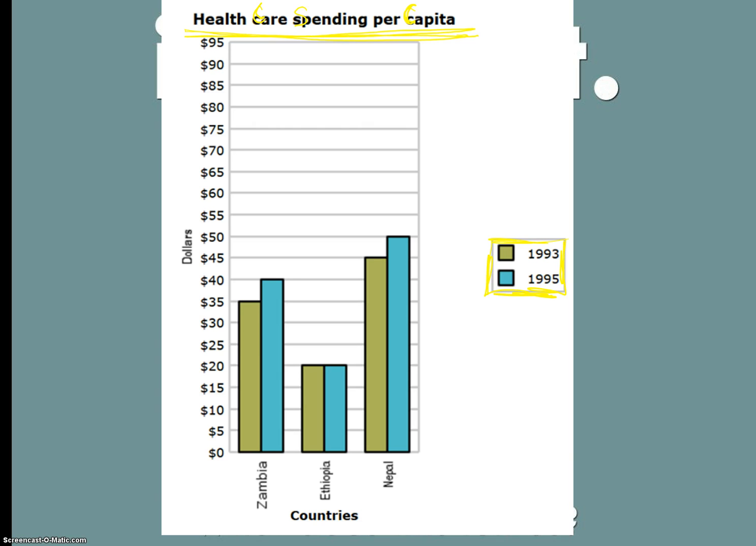You see your y-axis is your dollars. That's your independent variable. It depends on your other. So on your horizontal axis here, you have countries. Countries is the name of the title. You have Zambia, Ethiopia, and Nepal. And they're comparing data over time. So this is in 1993, and in Zambia it was 35, and now it's 40 per capita, per person. So Ethiopia has a tie at $20, and Nepal is 45, then increased to 50.